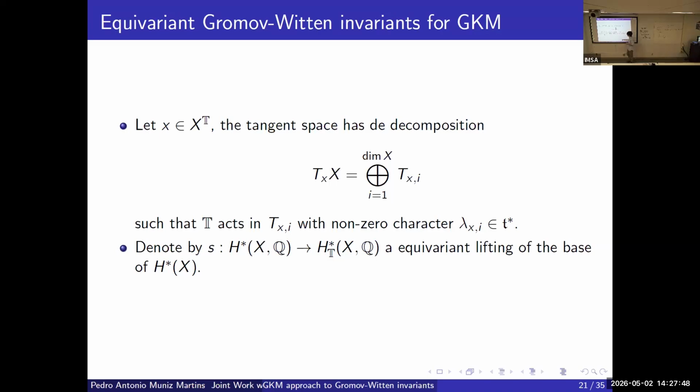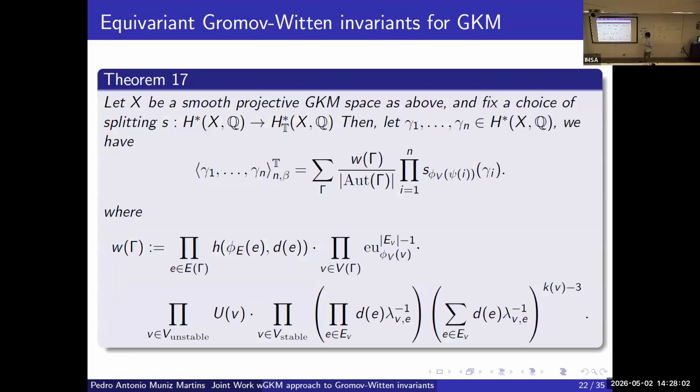This guy is in the algebra of the torus. And we will denote by S an equivariant lifting of the cohomology. This is just a section of the usual projection to the equivariant cohomology. Well, it's a lot of expression. The expression is really big, but it's finite and it's possible to compute.